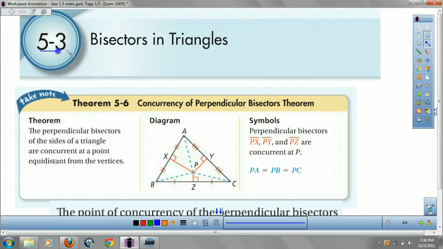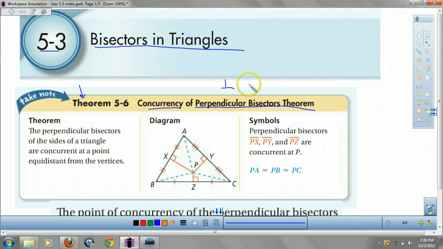Today we're going to be looking at 5-3, bisectors in triangles. Okay? So first, we're going to jump right into this. Get right into the theorem. Theorem 5-6, concurrency of perpendicular bisectors theorem.